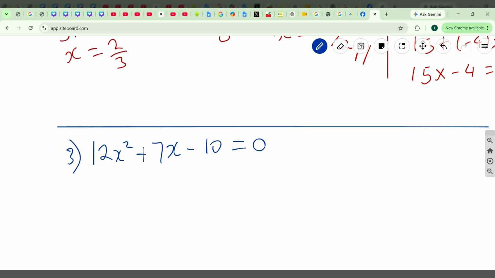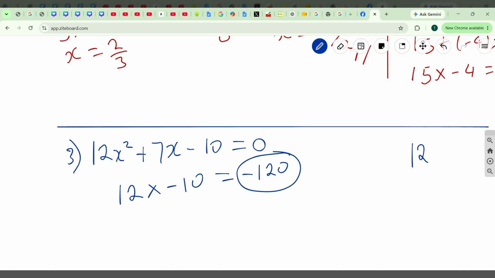Now, remember, I'm going to do 12 multiplied by negative 10. That's negative 120. So I'm going to look for the factors of 120. 2 divided into 120 is 60. 2 can divide 60, that's 30. 2 can divide 30, that's 15. 3 can divide 15, that's 5. 5 can divide 5, that's 1.